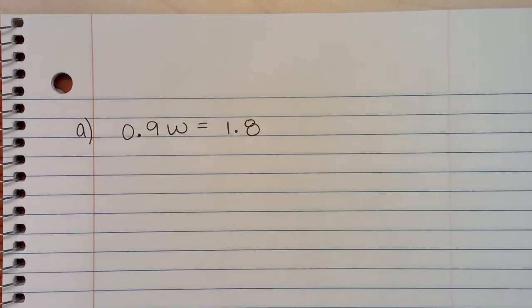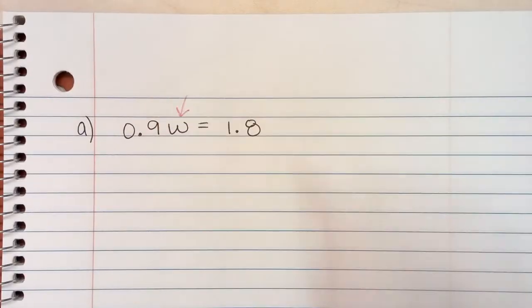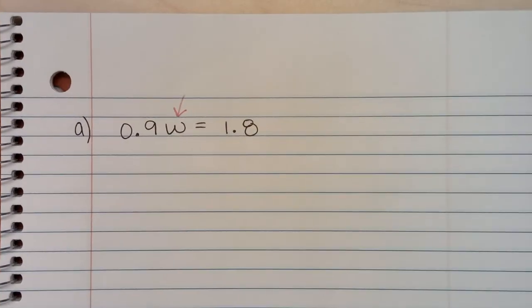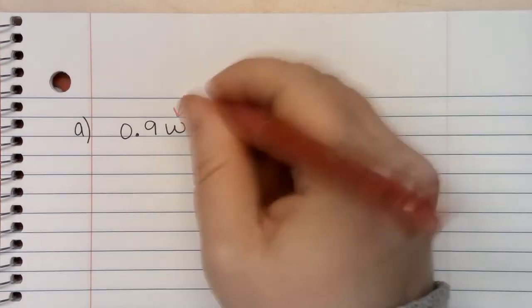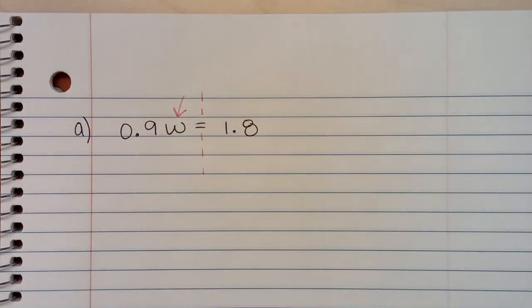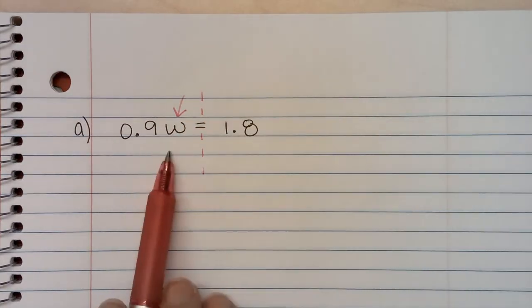So we need to look at our variable. Where's our variable? Right here, this W. We know we need to isolate the variable. We know we need to use inverse operations to solve for W. So remember, we're going to think of this as a balancing act. Whatever you do to one side of the equal sign, you must do to the other.